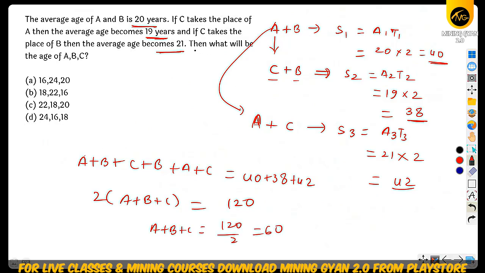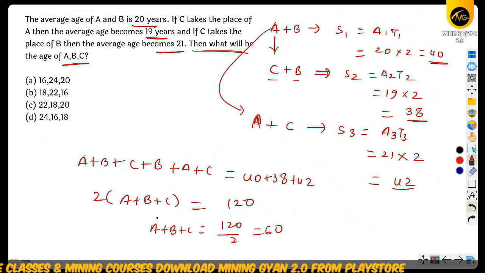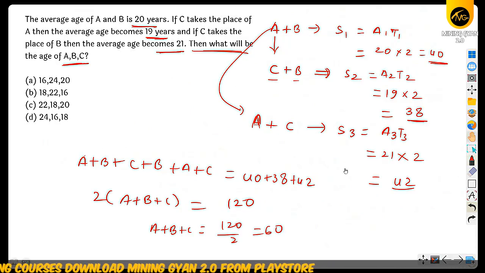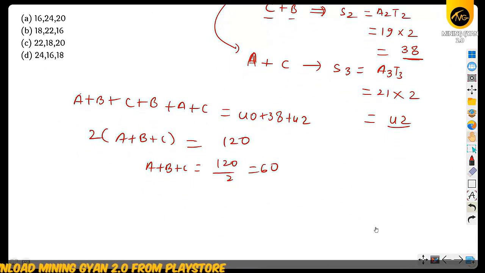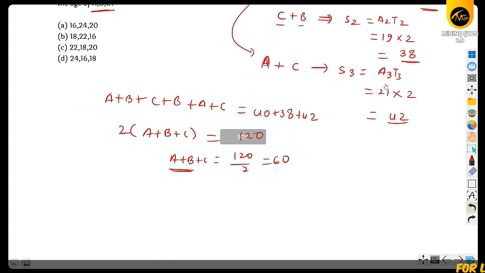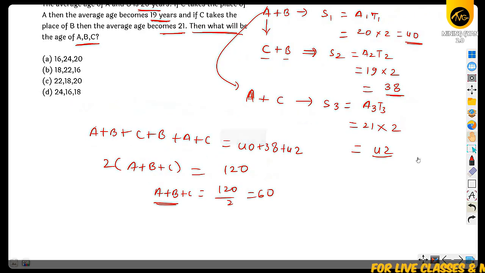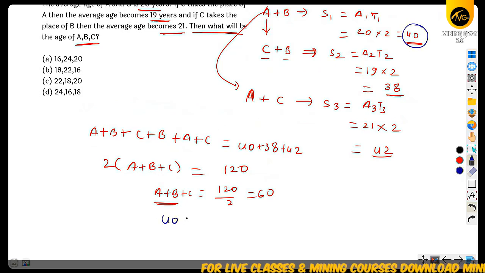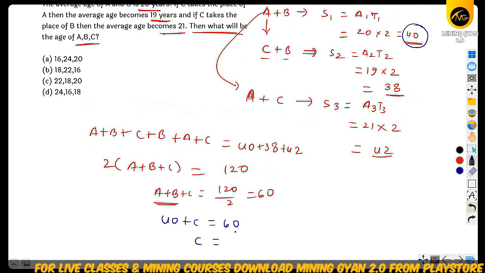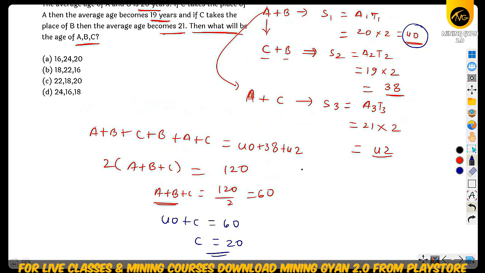Now what is the question? What will be the ages of A, B, C? We have to find the age of A, the age of B and the age of C. The age of A plus B is 40. So 40 plus C is equal to 60. Now C will be 60 minus 40, that will be 20. So the age of C is 20.